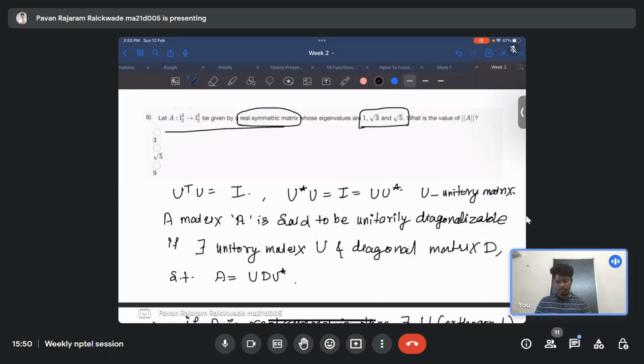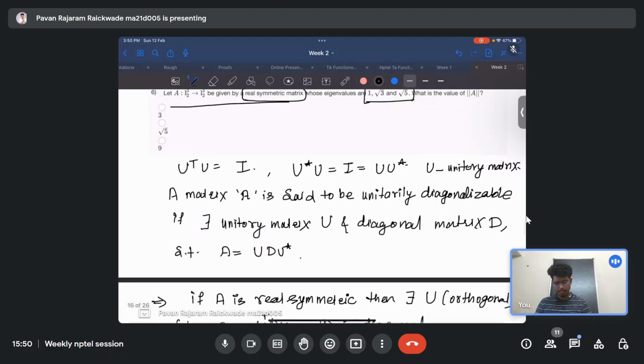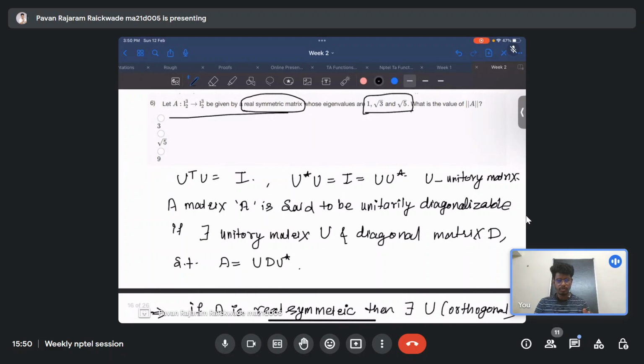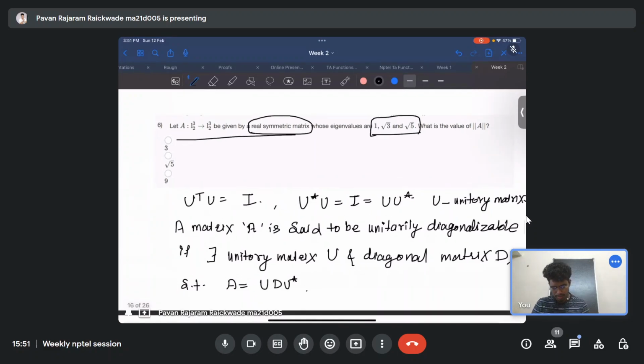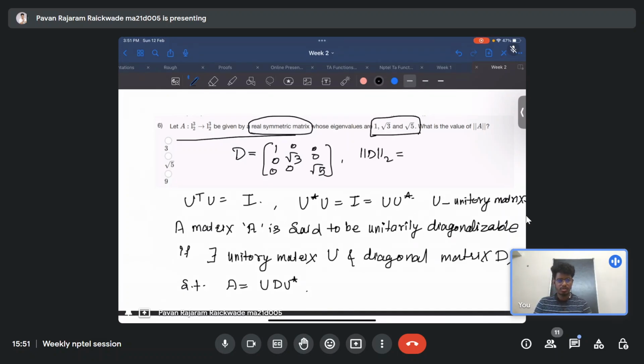Some questions before, we have seen that if there is a diagonal matrix, then what will be its norm? If we consider D to be the matrix with 1, root 3, root 5, the two norm of the matrix D, as we saw some time before, will be the maximum of the diagonal entries. The norm of a diagonal matrix is the maximum of its diagonal entries. Yeah, yeah.